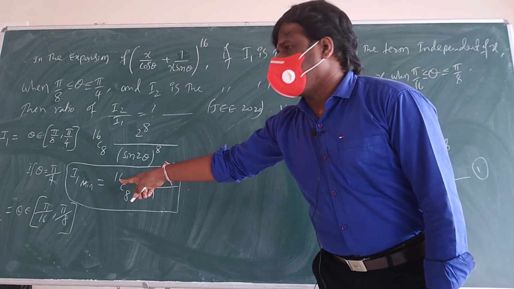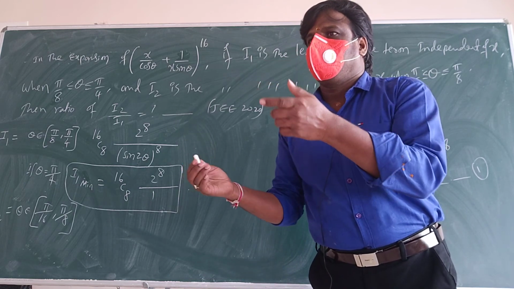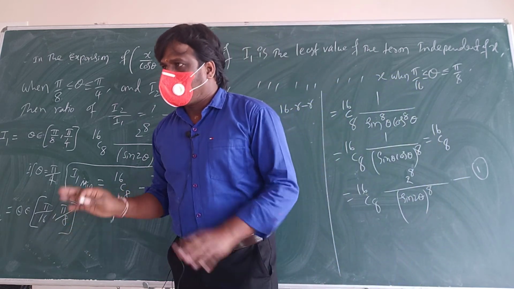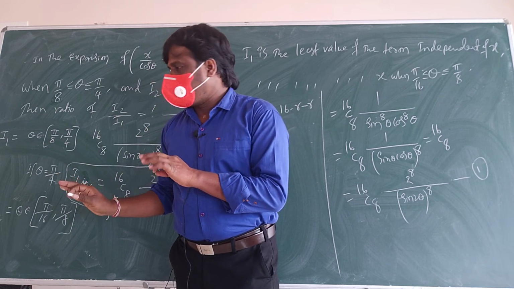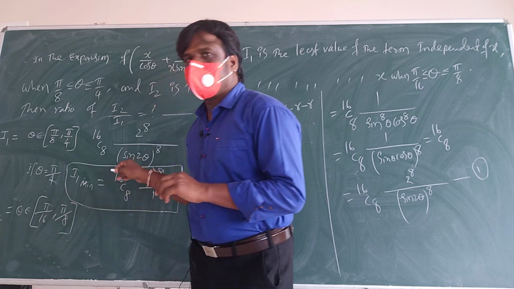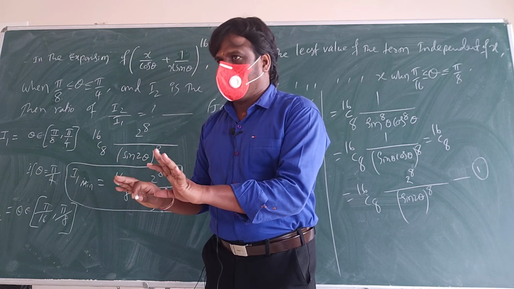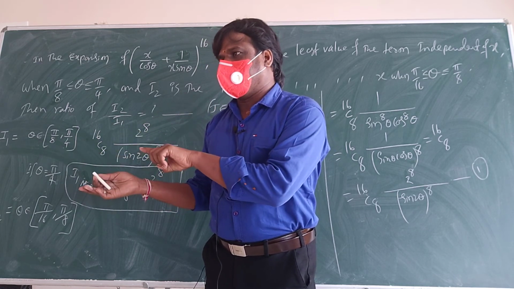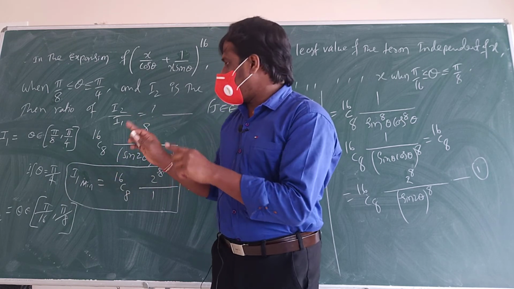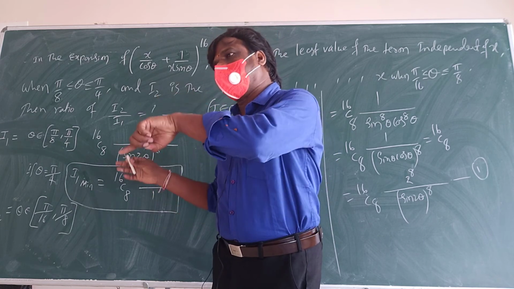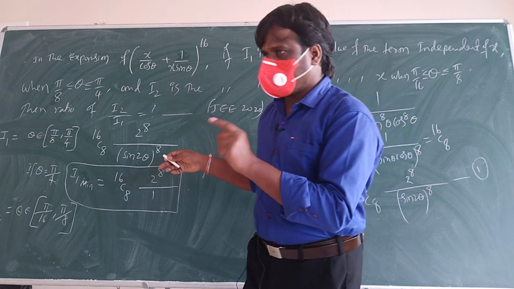Pi by 8 here means sin 2θ, so 2θ is how much? Pi by 4, which is 45 degrees. Pi by 16 gives pi by 8, which is 22 and a half degrees. So where will you get the maximum sin value, at 22 and a half or 45? 45 is the max. So the denominator's maximum value will give you the minimum value. So what value of θ do I have to take here? Pi by 8.